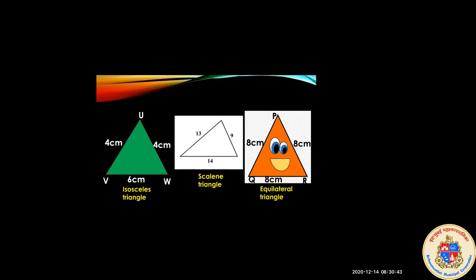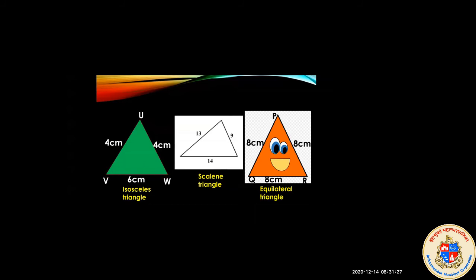Now, can you tell me the sides in this? The sides of this triangle UVW. Side UV, like this you have to answer. Side UV, side VW, side UW. Very good. Like this you have to answer for the side: side UV, side VW, and side UW. And for the vertex: vertex U, vertex V, and vertex W. Well done.